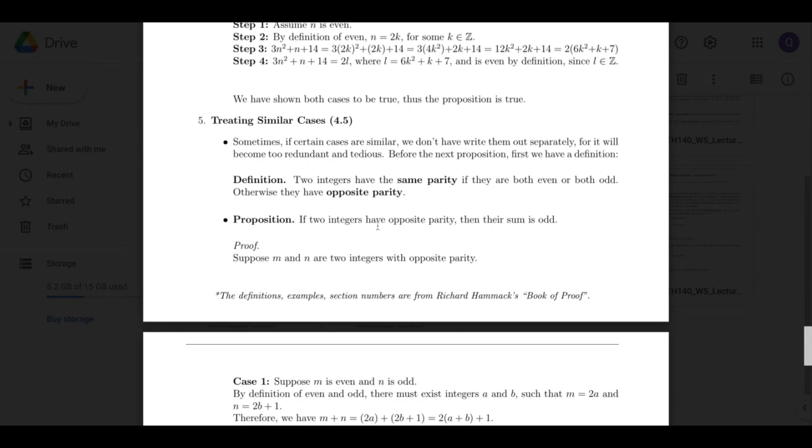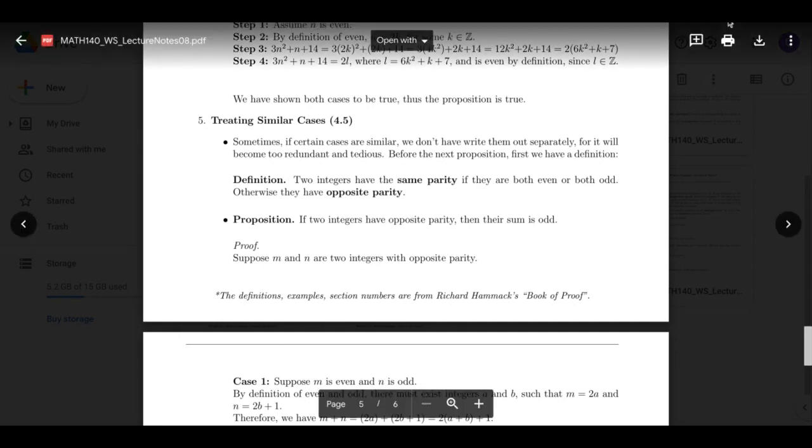Proposition: if two integers have opposite parity, then the sum is odd. Think about 2 and 3, right? One is even, one is odd. 2 plus 3 is 5, which is odd. Now think about two even integers. 2 plus 4 is 6, which is even. Now think about two odd numbers. 3 plus 5 is 8, which is even. So only when the numbers have opposite parity does the sum come out odd.